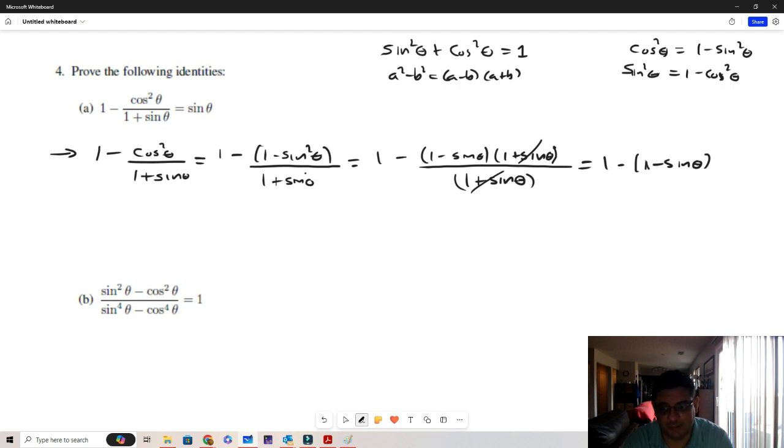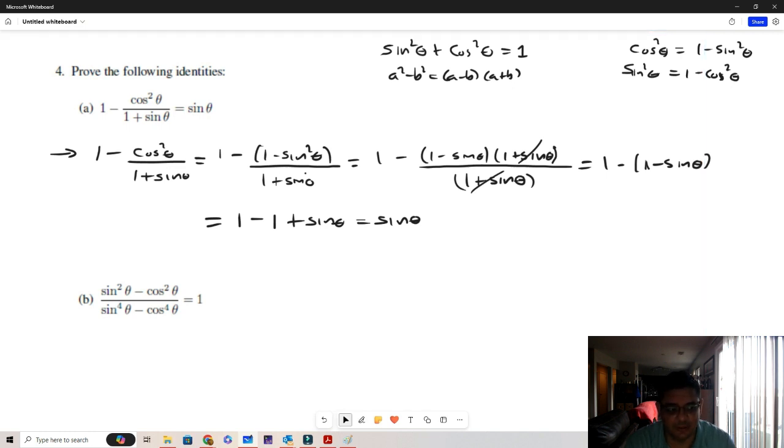At this point, we can see that we're going to reach what we want, because this 1 is going to cancel out with this 1 when we break apart the parentheses. The minus distributes, so this is 1 minus 1 minus sine of theta. The 1 and the 1 cancel out, and this is just sine of theta. So notice we start from one side and we reach the other side. We do some transformations, we do some algebra in the middle, but that's what we need to do to go from one side to the other.